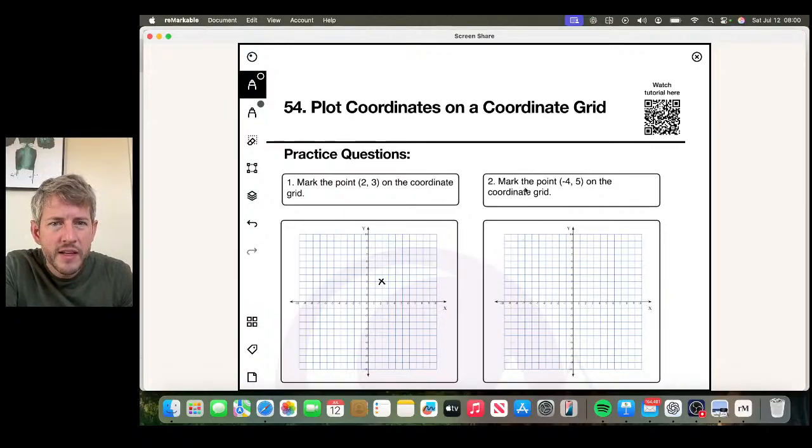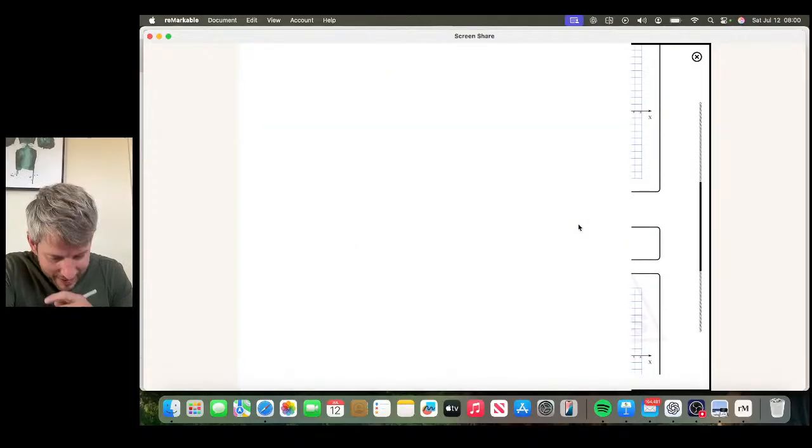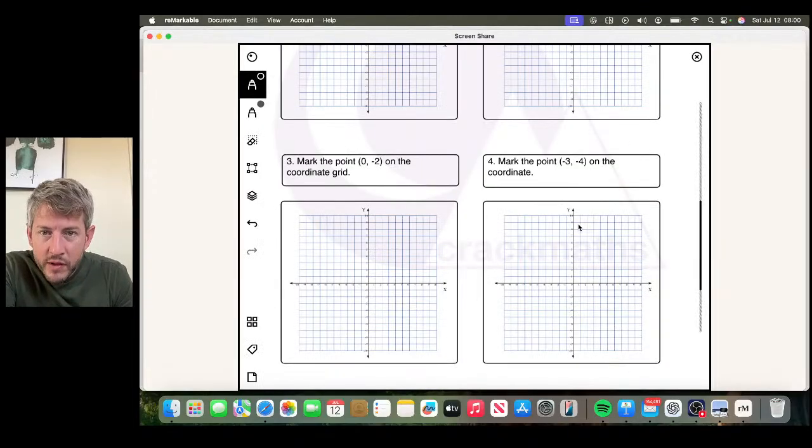Next is mark the point -4, 5 on the coordinate grid. So -4, 5. I mean, the numbers are very small for this, but I think it's fine because they're just there to let you know that each square is 1. 0 is the center line, -2 is here.